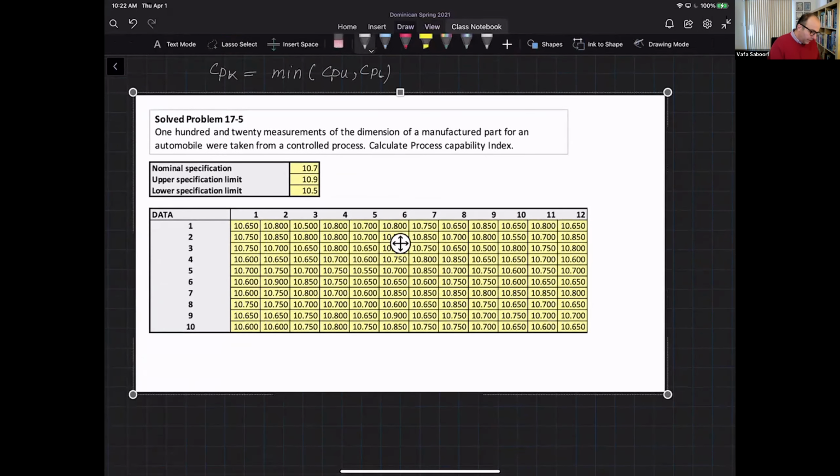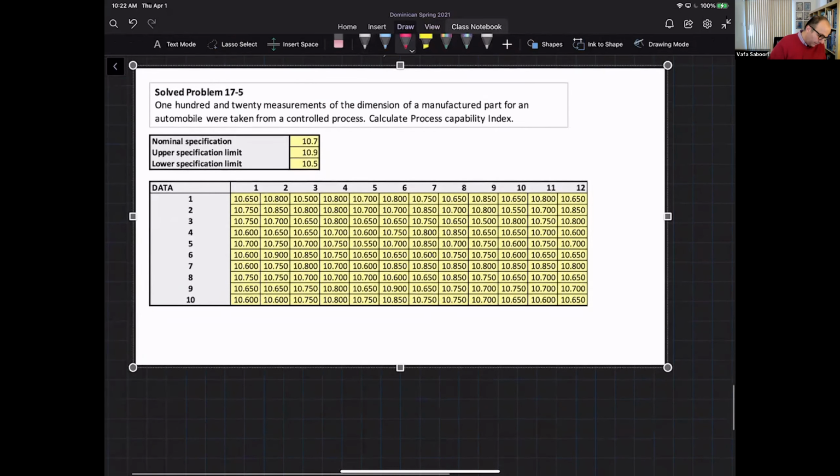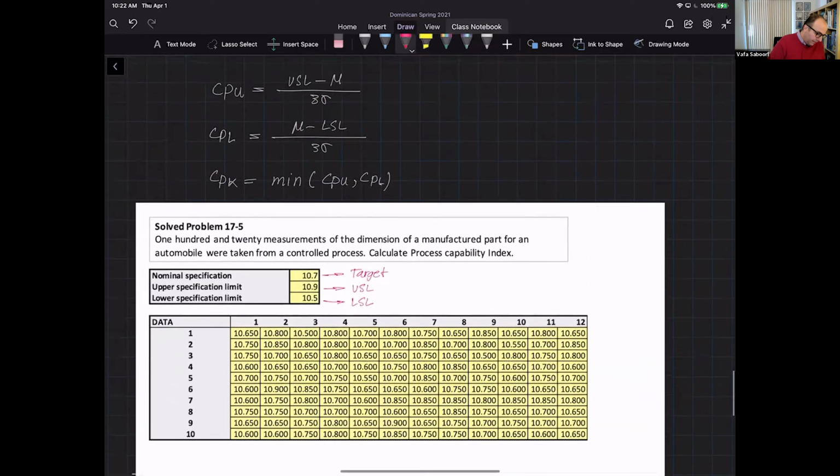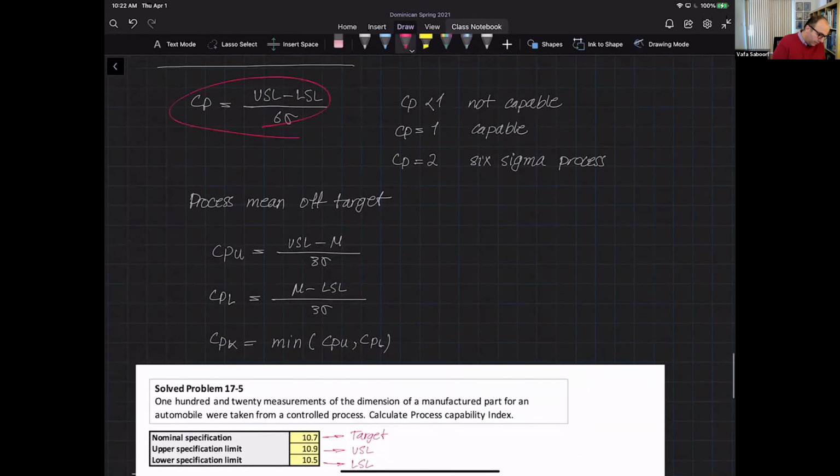So here we have a problem. We have an observation of 120 measurements of the dimension of a manufactured part for an automobile, which is taken from a controlled process. We need to find the process capability index, okay? We have our upper specification and lower specification. This nominal specification is the target, okay? This upper specification is USL and this is LSL. And based on those, we can use these three formulas to build my CP, okay?